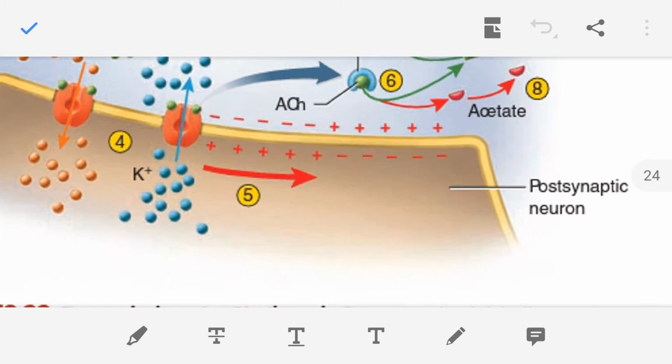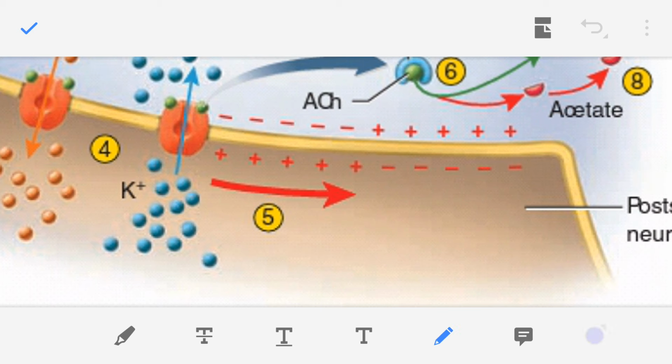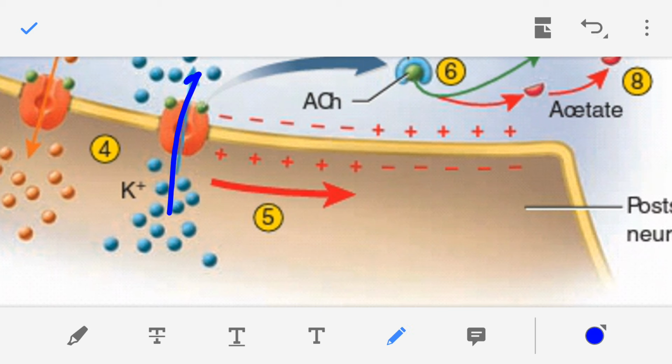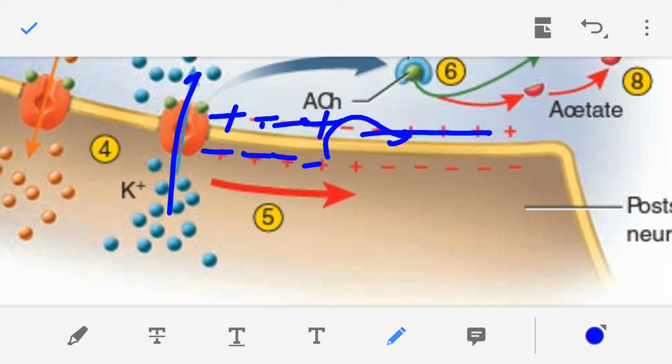When the K plus moves out, the outside of the plasma membrane will once again be positively charged, and once again negative charge will develop here. But before that, this portion is going to depolarize. Then this portion is going to depolarize, then this portion.